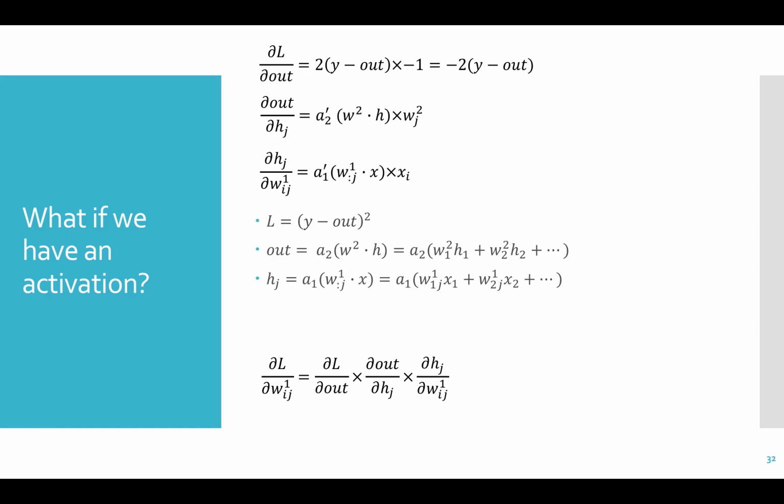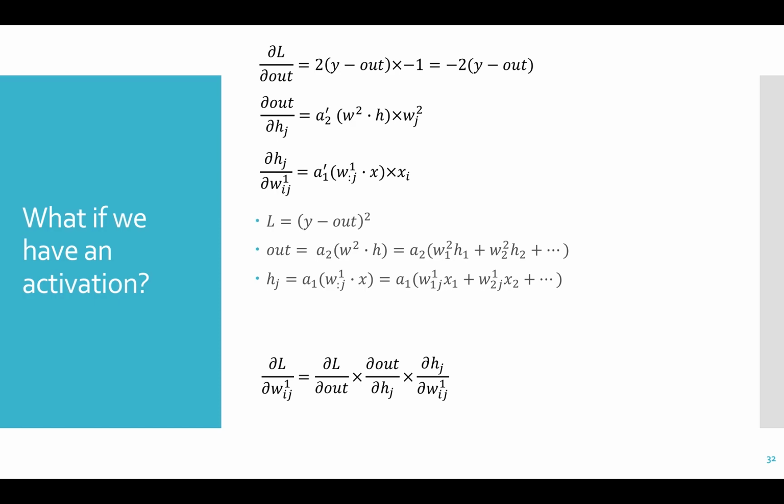Similarly, if there's an activation function at the hidden layer, here we have A sub 2 as the activation function at the output layer and A sub 1 as the activation at the hidden layer. So we take the derivative of the loss with respect to the output and we get the same thing we've always gotten. Then we take the derivative of the output with respect to h sub j and we get A2 prime times w2 sub j.